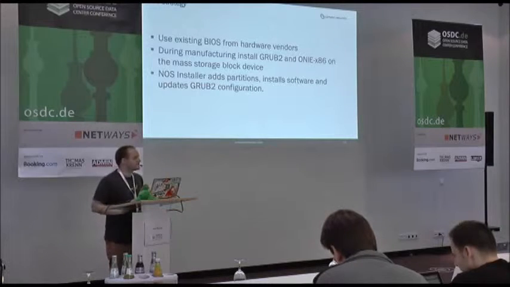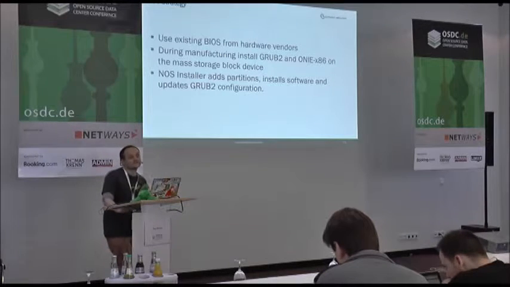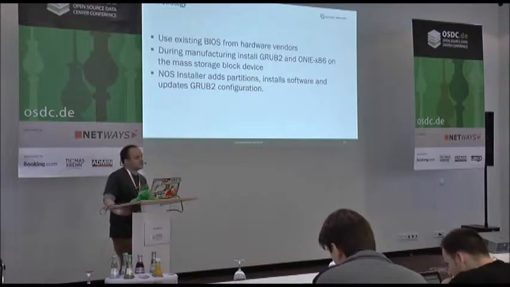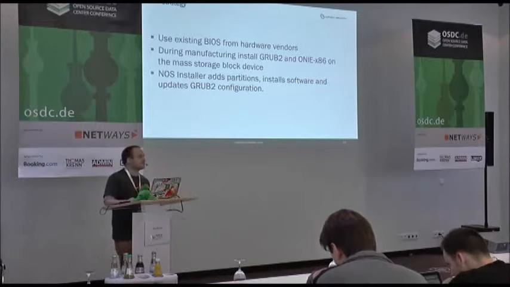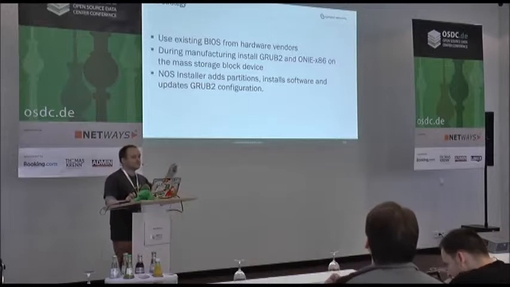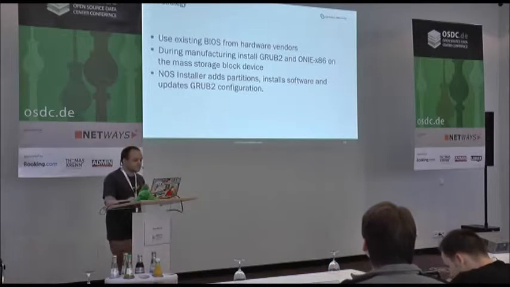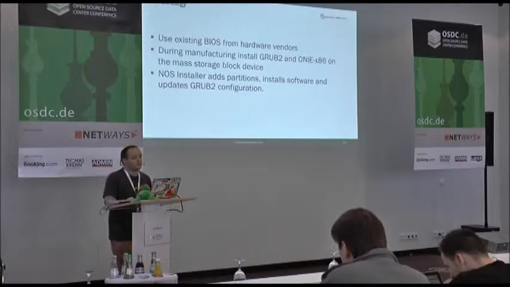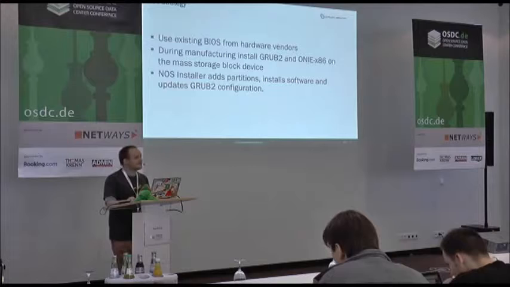So they submitted a pull request on the GitHub site, and we accepted that. So what's our x86 strategy? We can use the existing BIOS that comes on the switches. In most cases, the switch vendor will license a BIOS from a traditional BIOS company. During manufacturing, in the factories, we're going to have them install grub2 and our Oni x86 release.